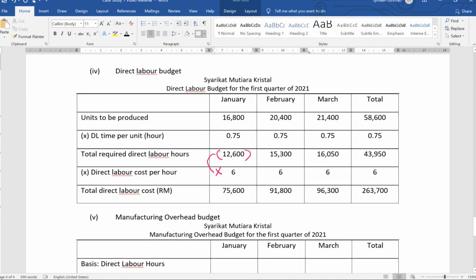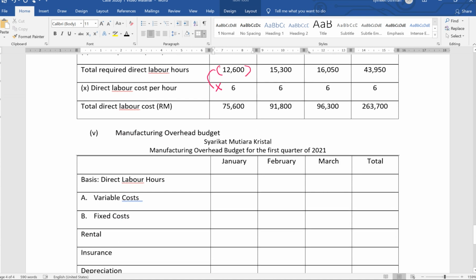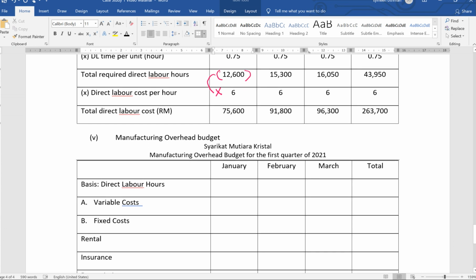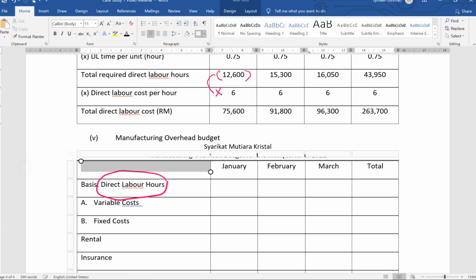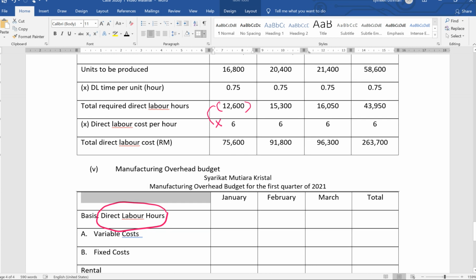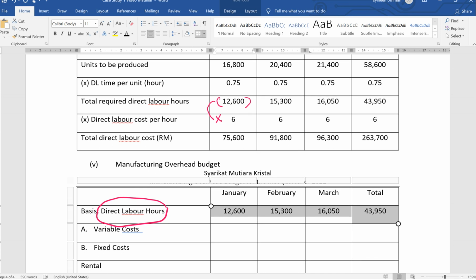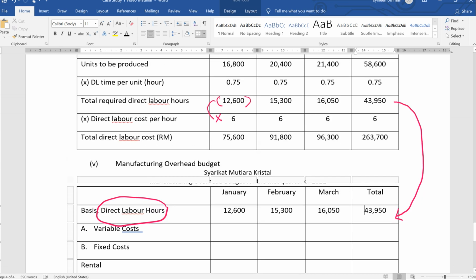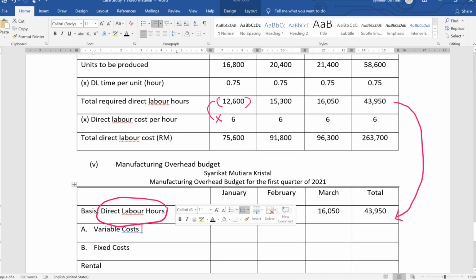Okay, for the manufacturing overhead budget here, the basis is direct labor hours, right? This is direct labor hours. So I write here direct labor hours. To make it easy, this direct labor hours here, Madam will copy and put here. So here is your direct labor hours, which is actually the item from here. And then we know our variable cost earlier was 0.6. It was given in the question just now. It was 0.6, correct?